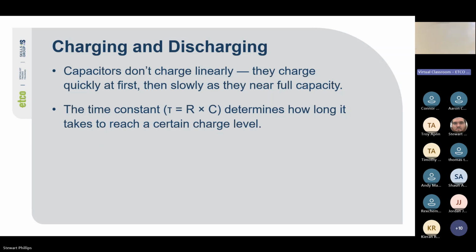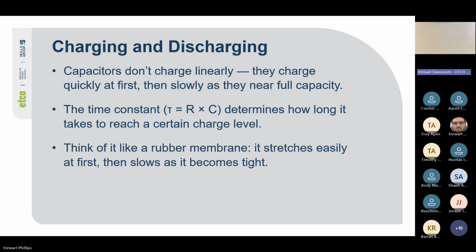Think back to the pipe and rubber membrane analogy. When the water first starts flowing, the membrane stretches easily, but as it fills and becomes tighter, it stretches more slowly. A capacitor behaves in the same way, fast at first, then gradually slowing down as that plate gets charged up. So the current rushes ahead into the capacitor, but there's only so many electrons that can fit into it. So eventually it leads to a bottleneck and then slows down to a stop.